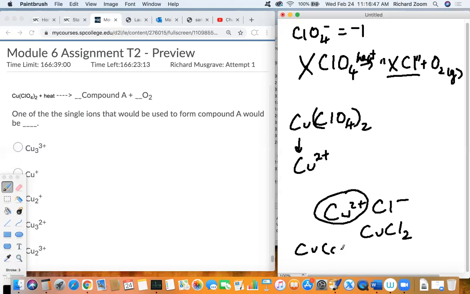So the equation then: the coppers are balanced, the chlorines are balanced, the oxygens though, we've got 8 and we need 4 O2s that would balance that out. Does anybody have any questions for that one?